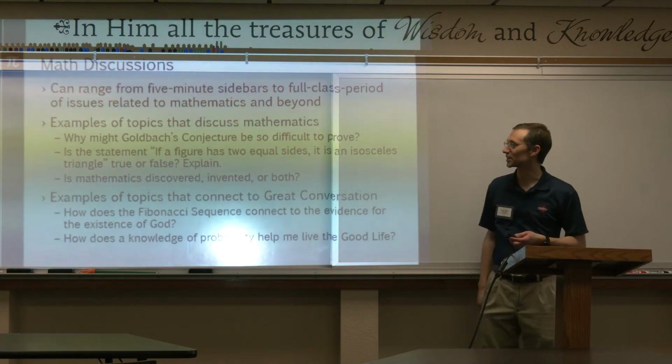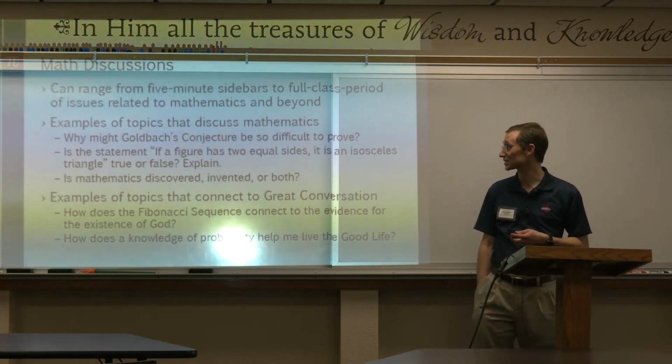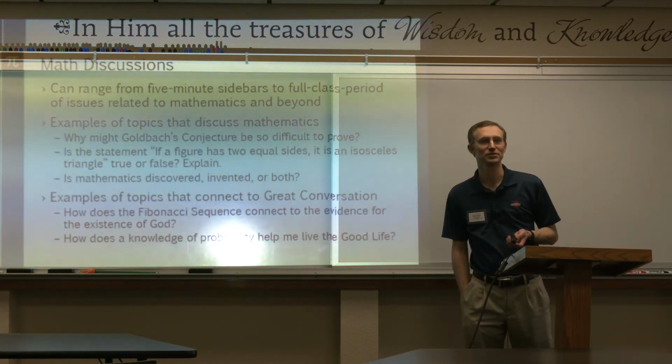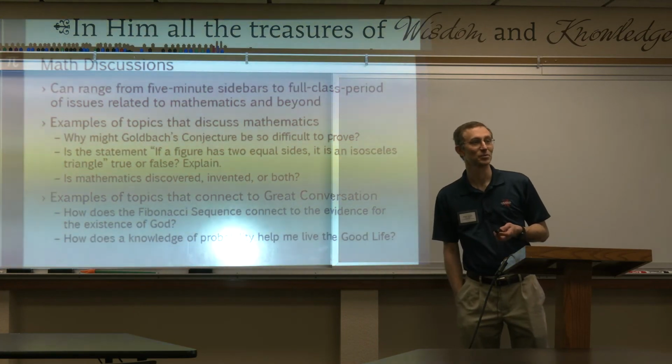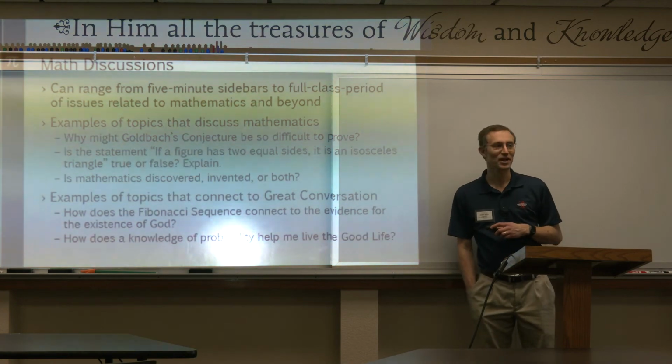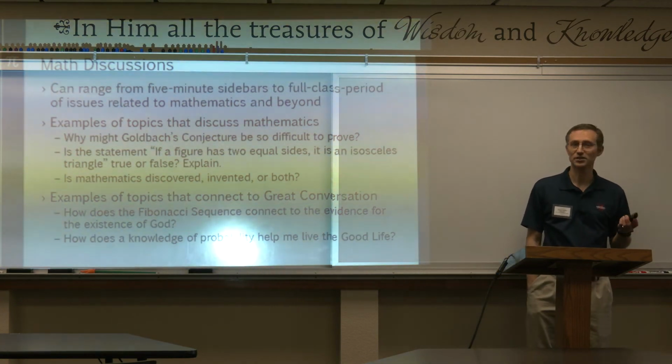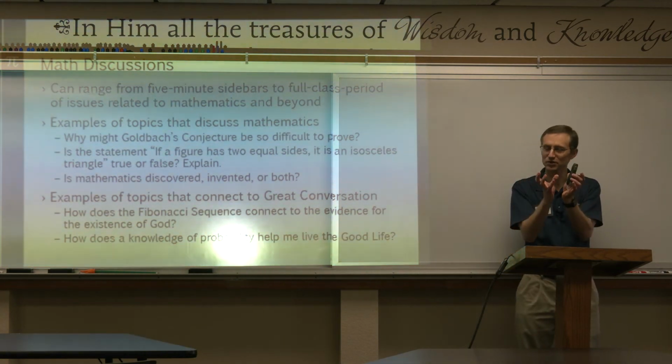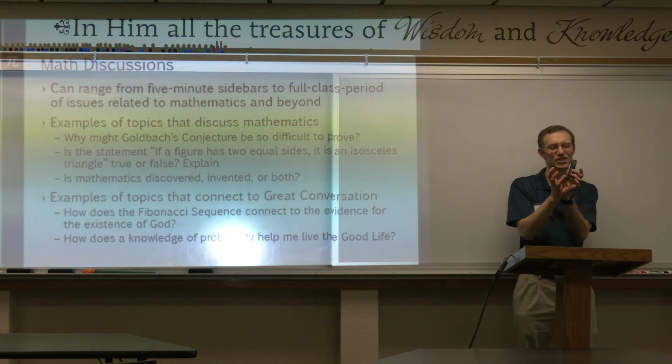Or here's a geometry one. If a figure has two equal sides, then it is an isosceles triangle. Is that true or false? And explain. You'd be surprised how many students get this one wrong, because it's false. We don't have time to talk about that right now. Is mathematics discovered, invented, or both? These are all things that stay mostly in the mathematical realm. That last one starts to edge out.